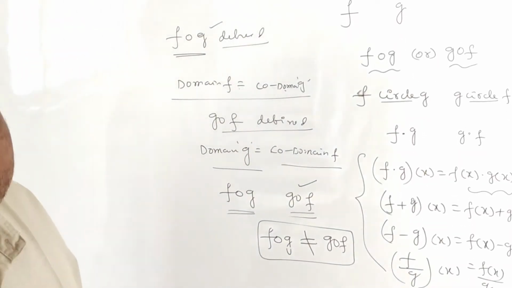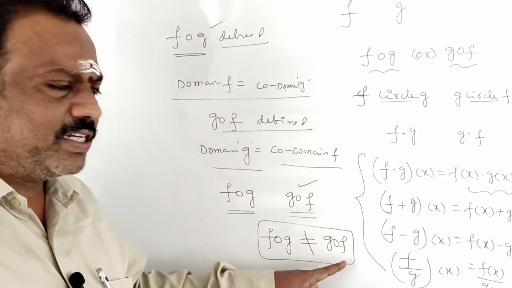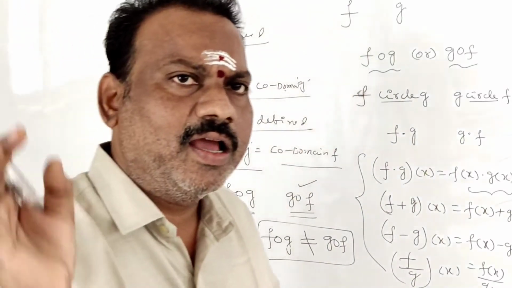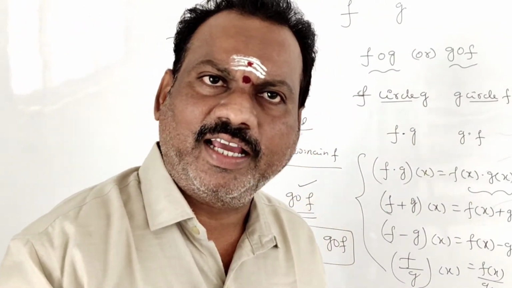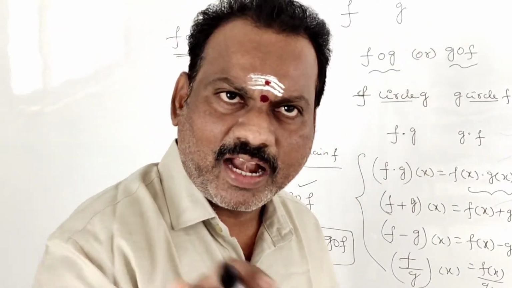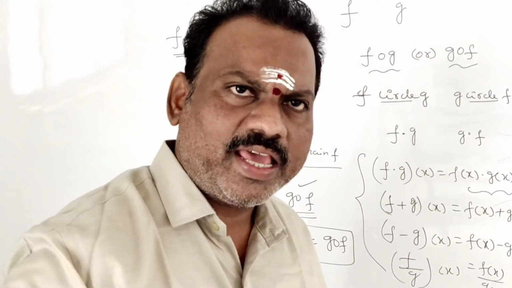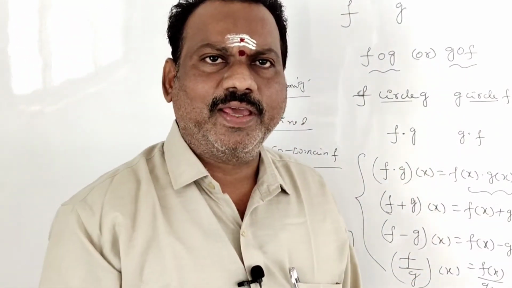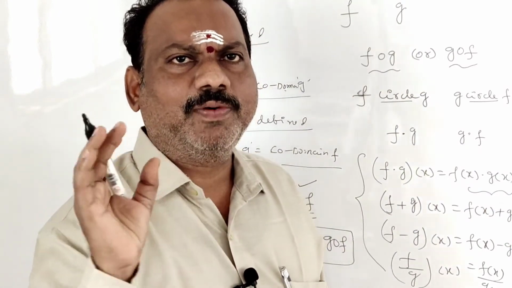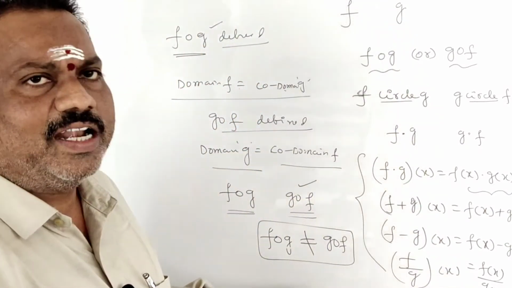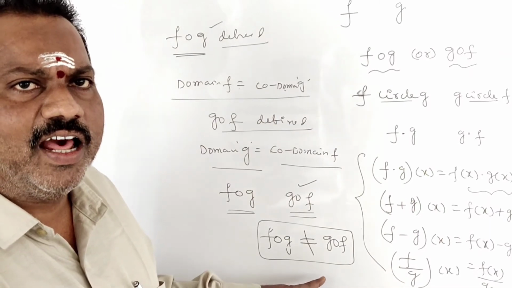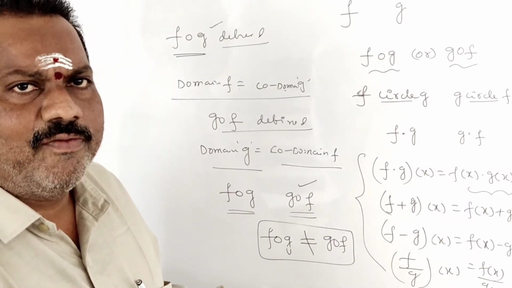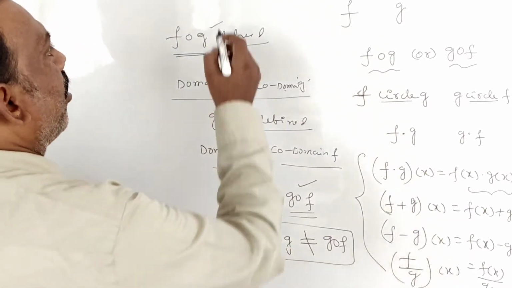Generally f circle g does not equal g circle f. That's why functions do not obey the commutative law. F circle g is possible and g circle f is possible, but they may or may not be equal. Some cases may be equal, some cases may not. Only if they are 100% equal will we say it is commutative. If in 99 cases they are equal and in one case not, we will not say they are equal. That's why functions do not obey the commutative law.